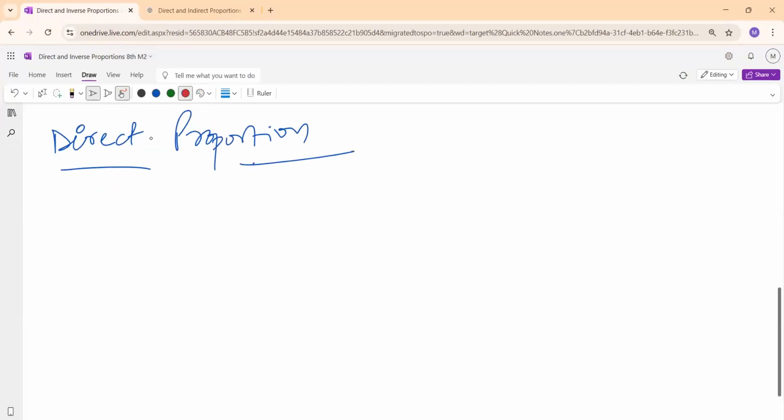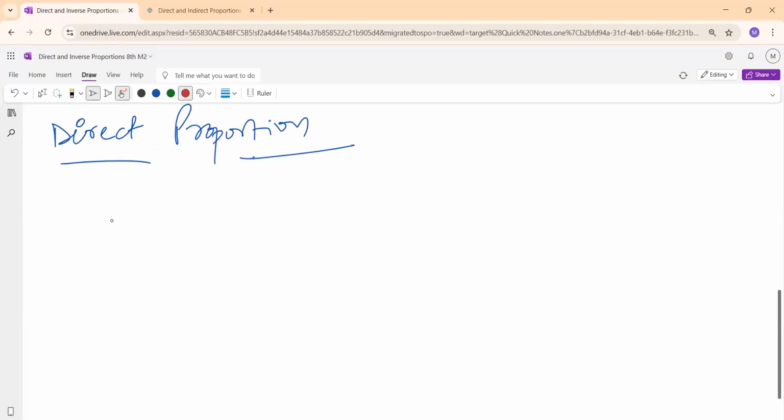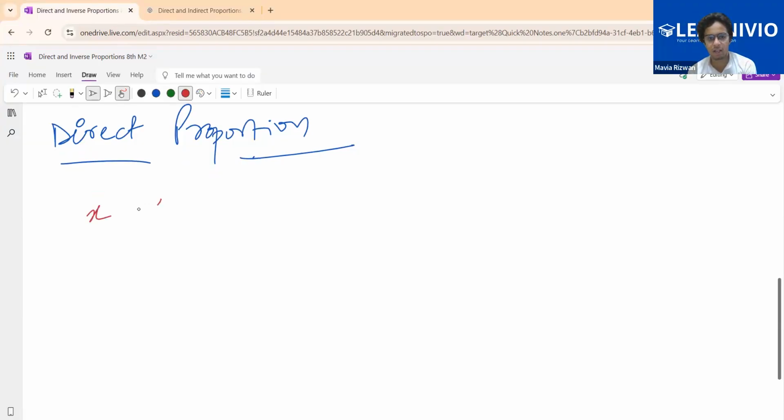First of all, direct proportion, I told you. I said a line that it is in a fixed ratio. What is that? I'll tell you. Let's say, if I write it mathematically, x is directly proportional to y, which I write like this.